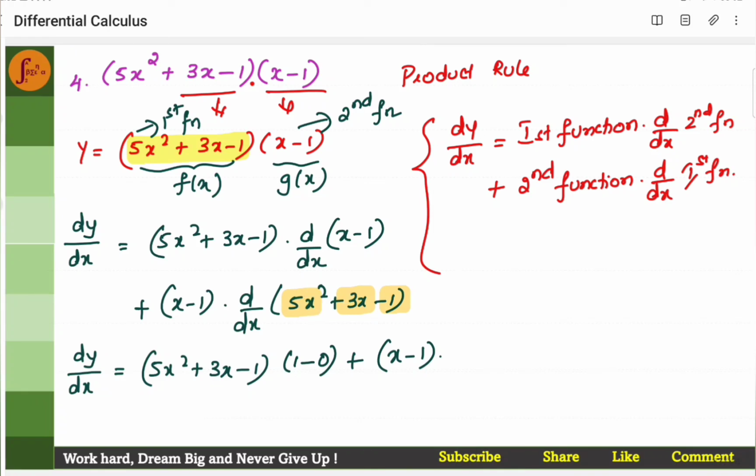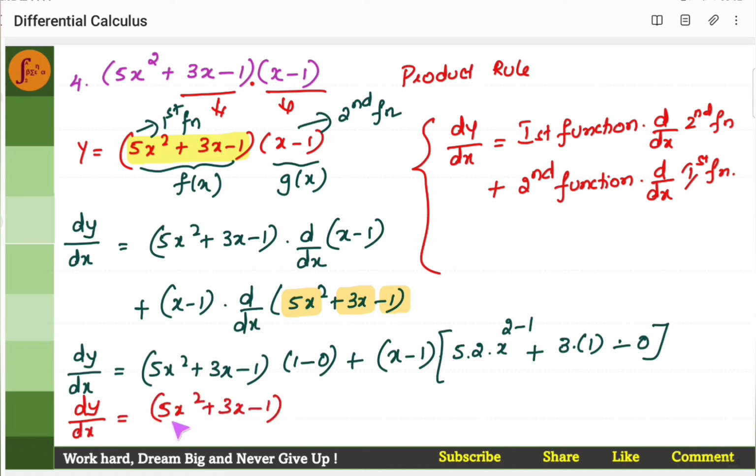You have to find the derivative of this and this separately. So derivative of 5x square is, I leave the 5 as is, take the power 2 into x to the power 2 minus 1, plus 3x, nothing but 1. Derivative of x is 1. Derivative of minus 1 is 0. Right? So I'll get dy by dx is equal to 5x square plus 3x minus 1 into 1 plus x minus 1 into 10x plus 3.